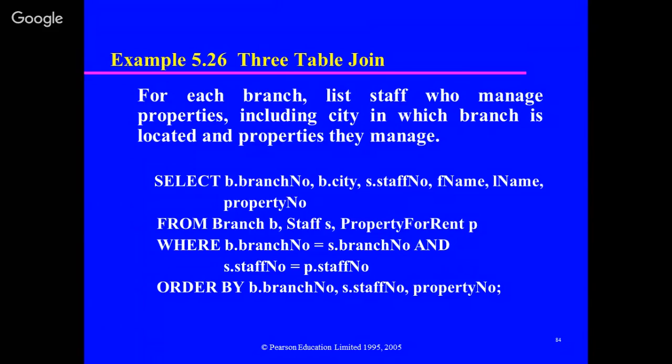In this particular example, I have the join clause establishing a join between branch and staff, and staff and property. If possible, I could also have done a join between branch and property, if there is a common attribute between them. In this example, the common attribute is branch number between branch and staff, and the common attribute is staff number between staff and property.